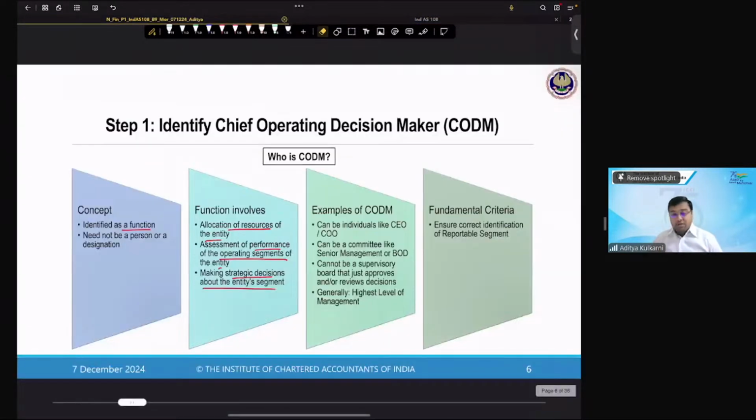All right. So the chief operating decision maker is responsible for allocating the resources and assessing the performance of the operating segments of the entity. Now, who can be the chief operating decision maker? It can be individuals like the CEO or COO. It could be a committee like senior management or the board of directors. It cannot be a supervisory board that just approves or reviews decisions.